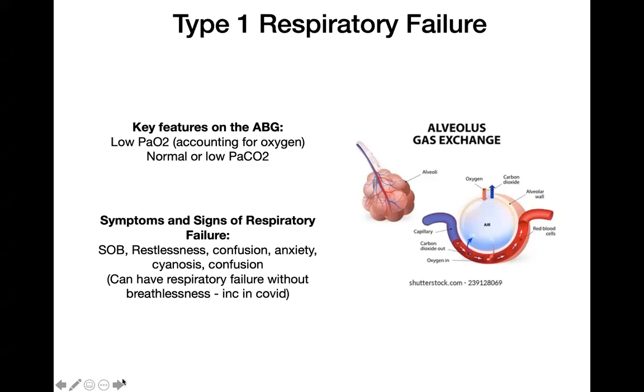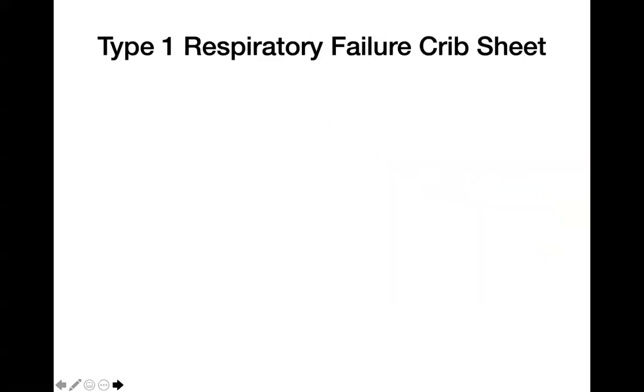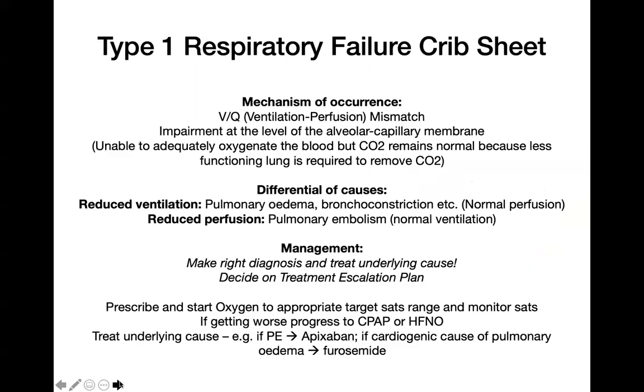So this is what to look for on the ABG. It's all about this alveolar gas exchange. I've done a crib sheet, and I'll give people the slides, it'll go on our YouTube. Whenever you're dealing with common stuff in OSCEs, you want to have all your common notes and know them really well. So you want to be able to talk about the mechanism of how it occurs.